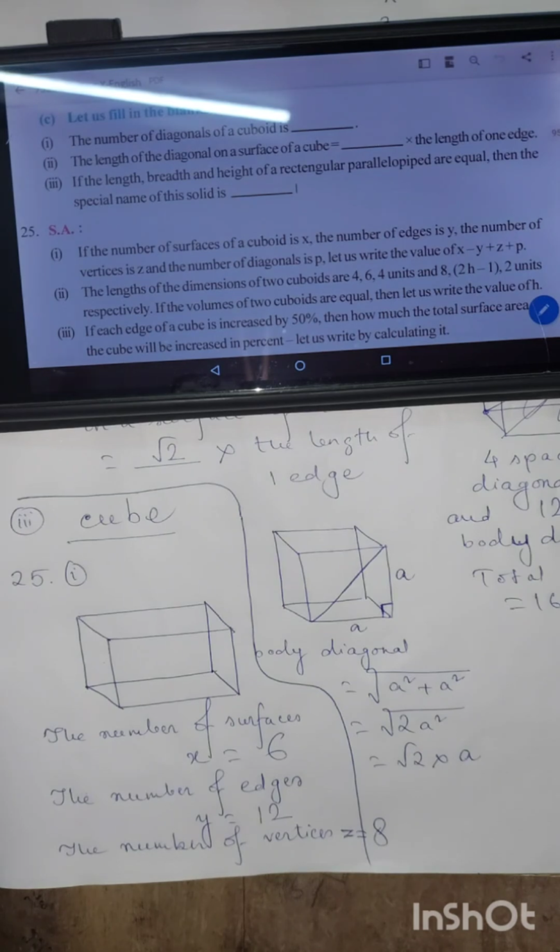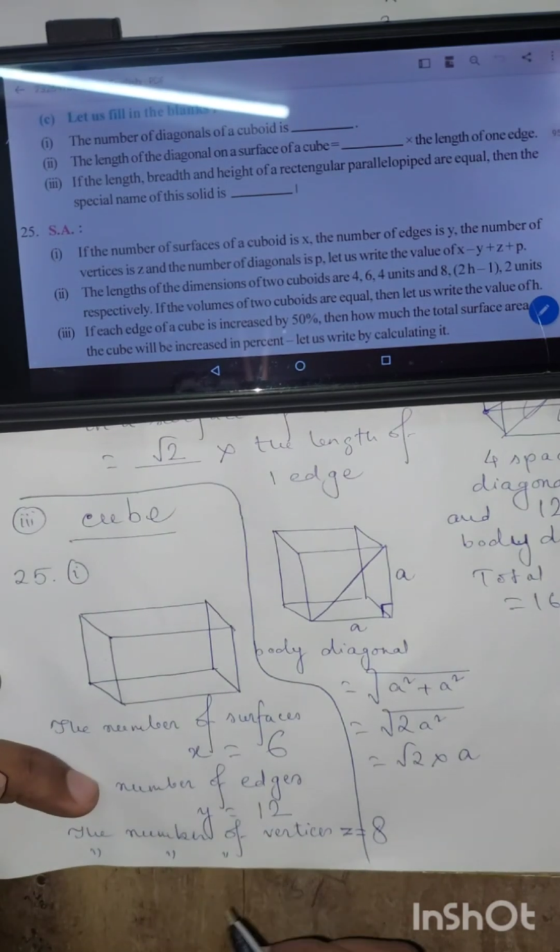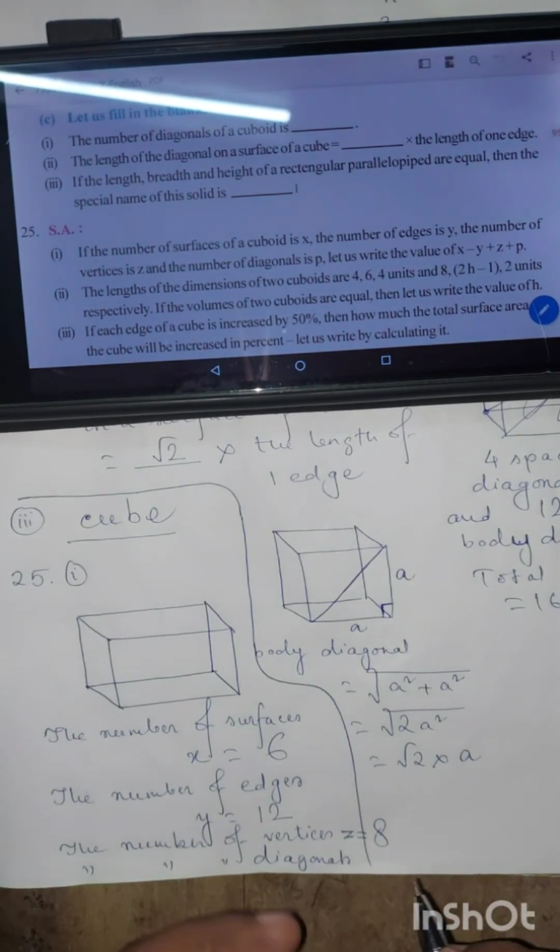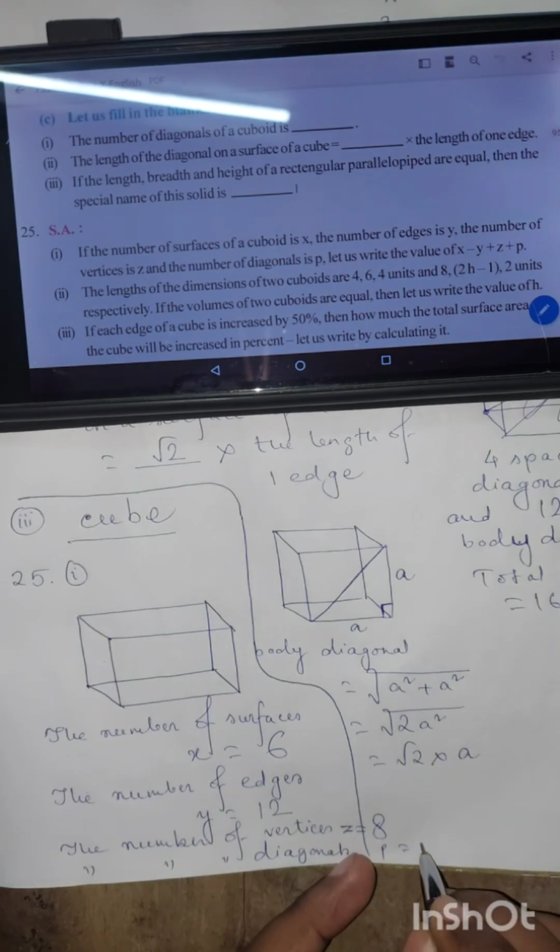And the number of diagonals is p. So in this case, we are talking about space diagonals, that means the diagonals joining corner to corner. So this is 4.